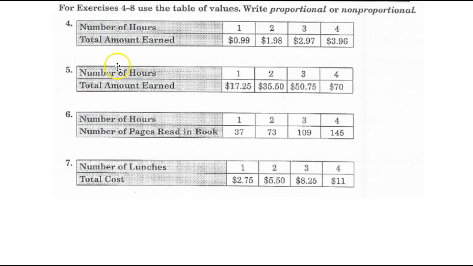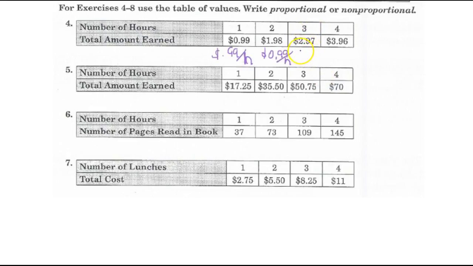All right, number 4. For exercises 4 through 8, use the table of values. Write proportional or non-proportional. So right here, we're going to have to figure out if these are proportional or not proportional. So right here we have 99 cents per hour. If we take 198 and divide it by 2, that's going to give us 99 cents per hour. This looks like an N, it's actually an H.